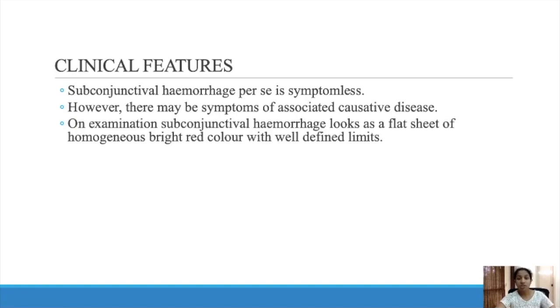On examination, subconjunctival hemorrhage looks like a flat sheet of homogeneous bright red color with well-defined limits. So you can see a well-defined border, and it is a flat, shining, homogeneous bright red sheet. Evenly spread, bright red color with a well-defined margin. That is how the subconjunctival hemorrhage looks.